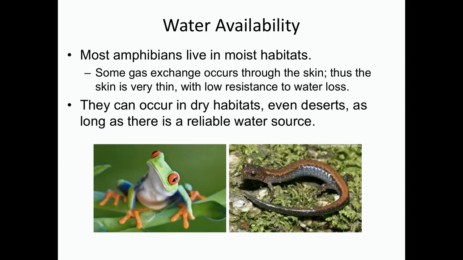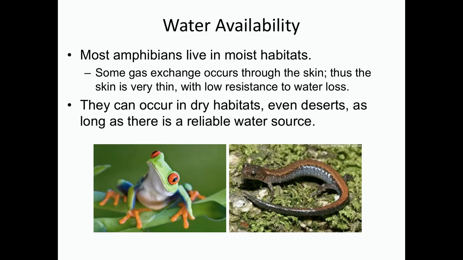Amphibians, like frogs here, have to live in moist habitats. The reason for this is that their skin is essentially a big lung. They absorb a lot of oxygen across their skin membranes. They do have lungs, but their lungs are not very efficient at gas exchange, and therefore they need to supplement this with absorption through their skin. Because they're absorbing gases across their skin, they have to keep their skin moist, and they're very subject to evaporative water loss. So they have to live in moist environments.